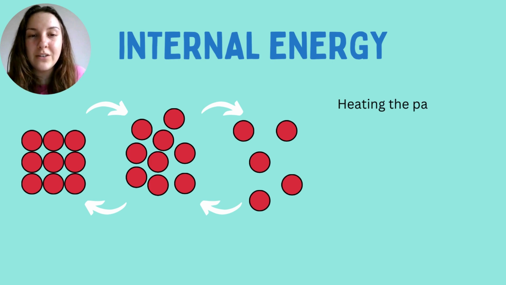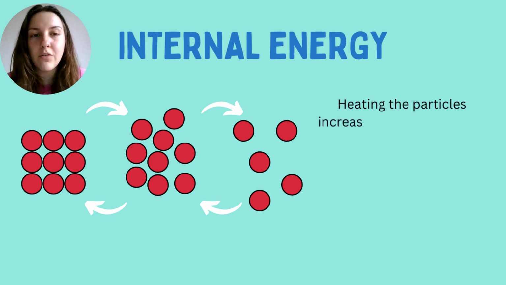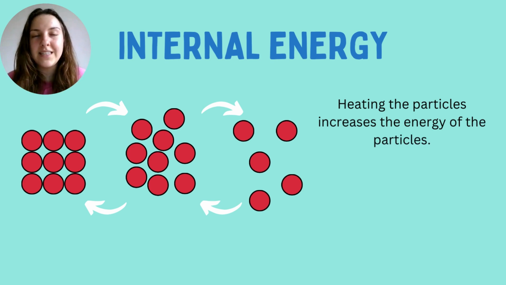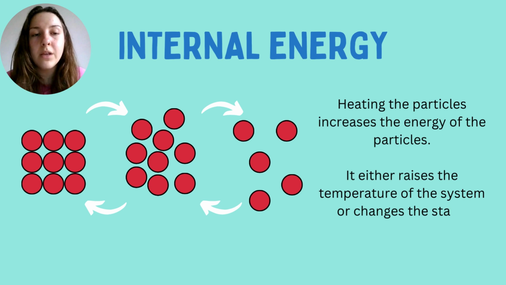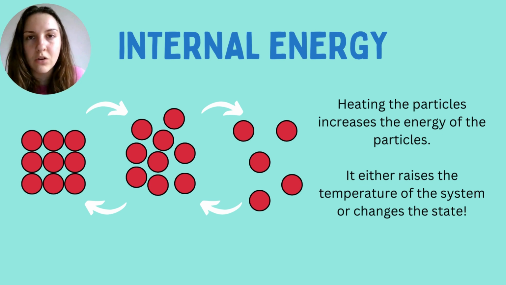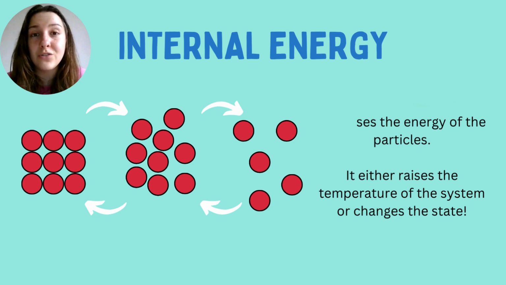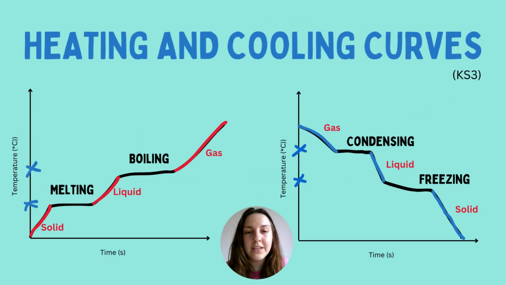So if we look at internal energy, remember when we heat up those particles from, say, a solid to a liquid, the heating process, like I said, increases the amount of energy those particles have. And this can either raise the temperature of the system itself, say the pan of water, but it can also change the state. And I'm going to show you, just as a recap, some of those heating and cooling curves you may have seen from Key Stage 3. So these are the heating and cooling curves that you may have seen before. This kind of shows you what's happening at each stage.